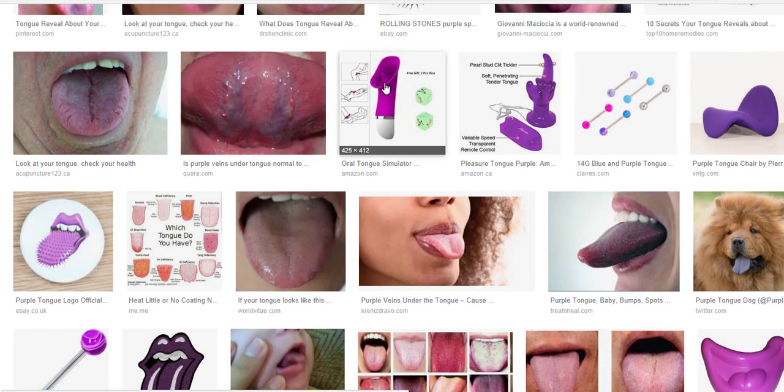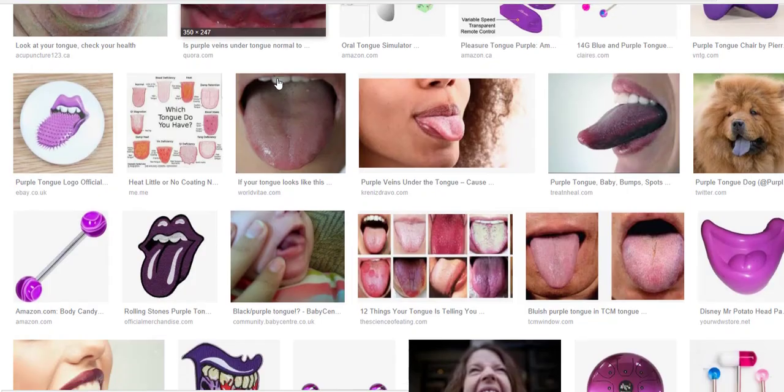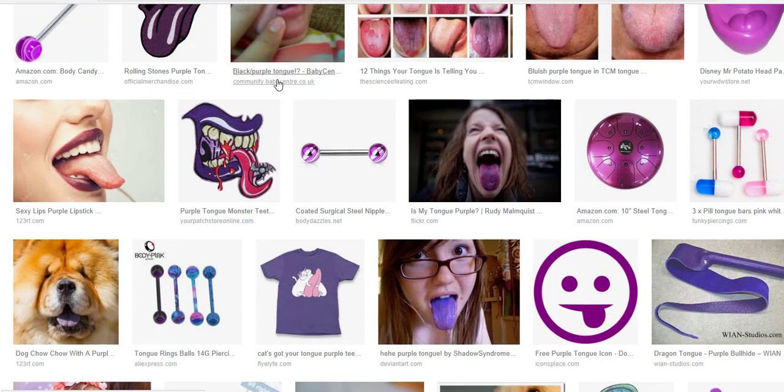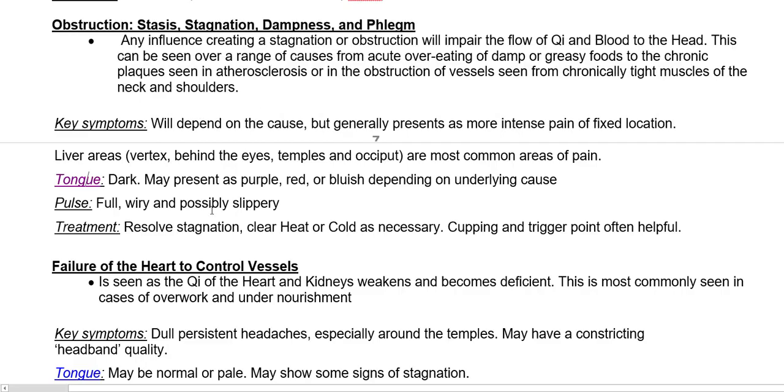This is a little weird. I don't even want to get into what's happening here. It's funny what you see when you search things. Okay, that is what we'll look at for our tongue there. Expect the tongue to be dark.